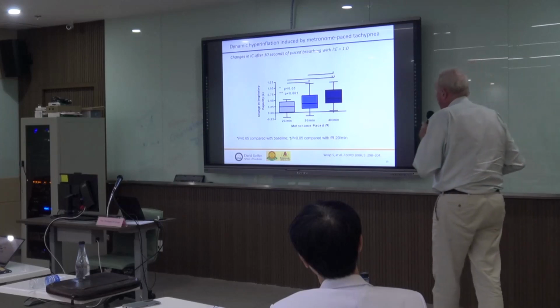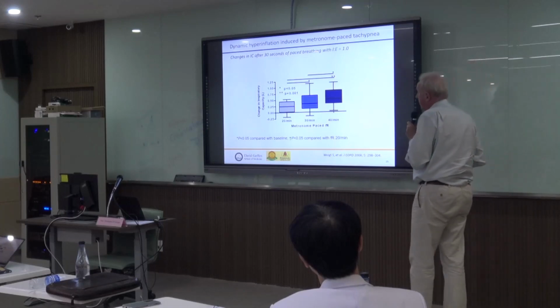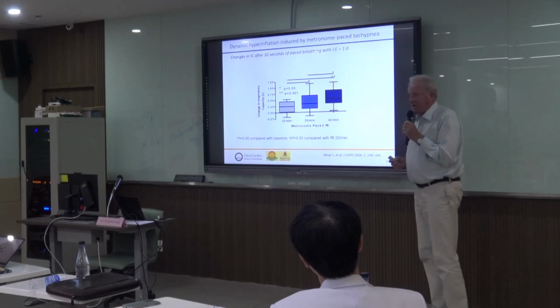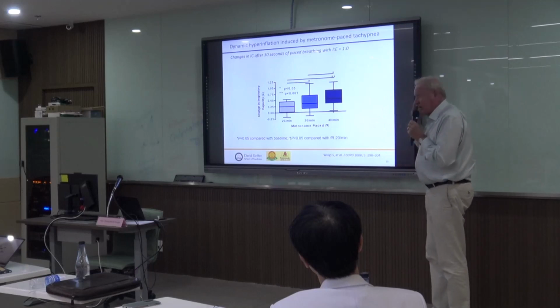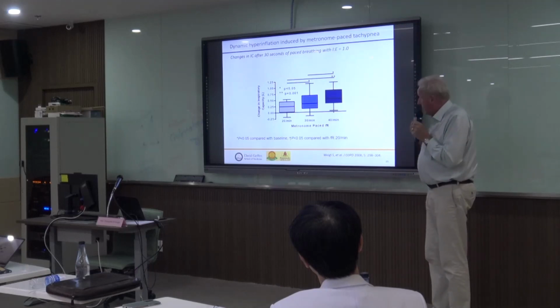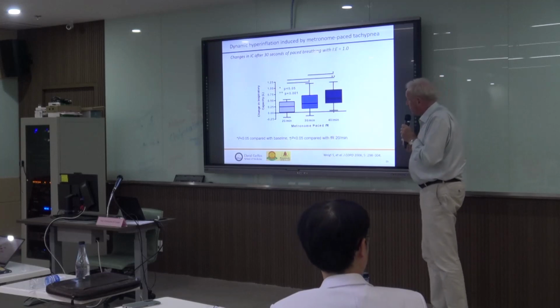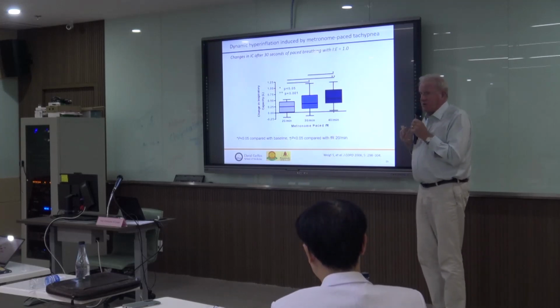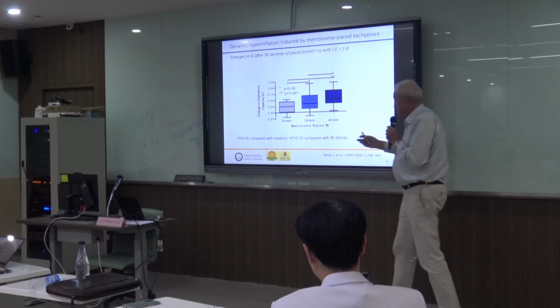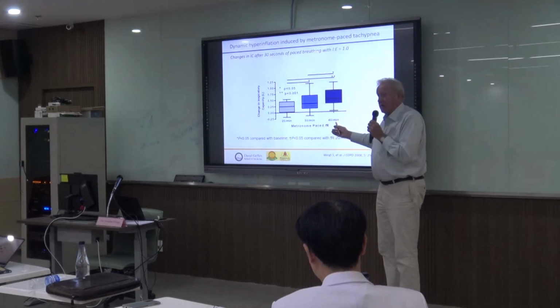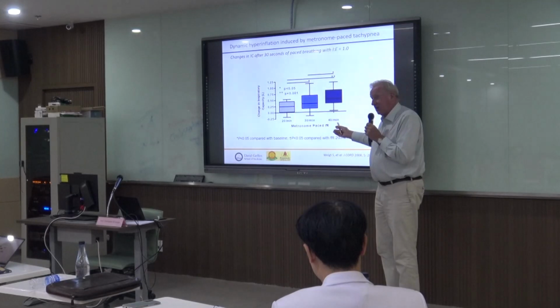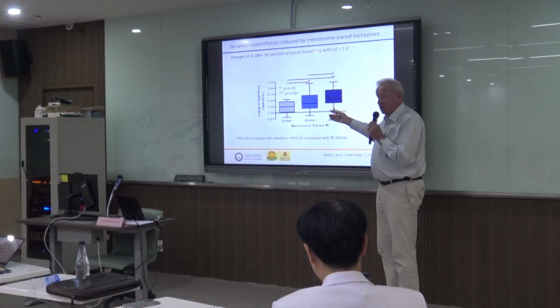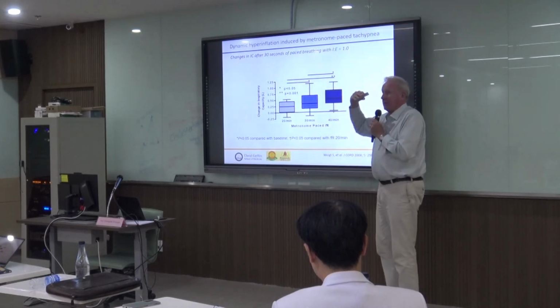So we've developed a methodology which we call metronome-paced tachypnea. More and more people are interested in this nowadays, and what we found is all you need to do is have your subject breathe at 20, 30 or 40 breaths per minute for 30 seconds, and you get a big change in inspiratory capacity, a reduction.